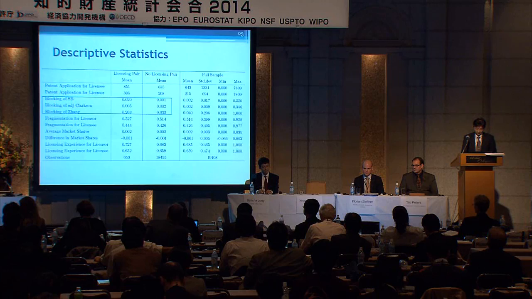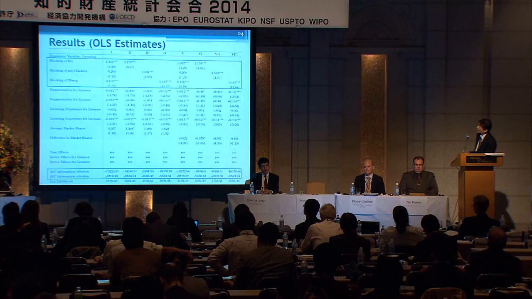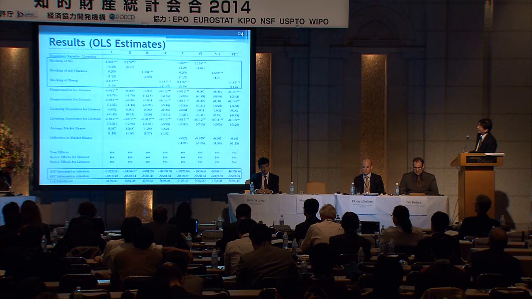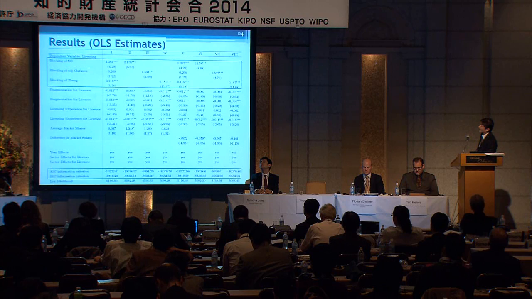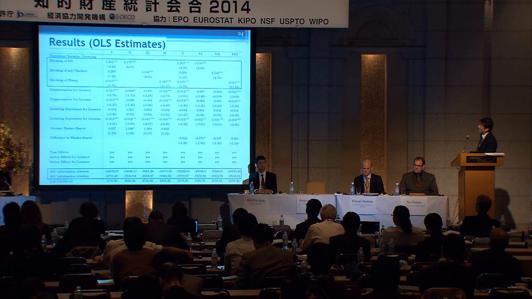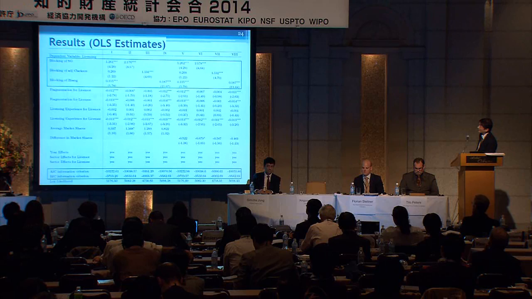Okay, next is our OLS estimates for the relationship between licensing and blocking, and blocking and the patent thickets. Look at the upper panel of the table. You can find the coefficients of blocking SG, the blocking of Clarsen and the blocking of Zhang are all strongly positive and significant. That means blocking is positively associated with patent licensing in the case.